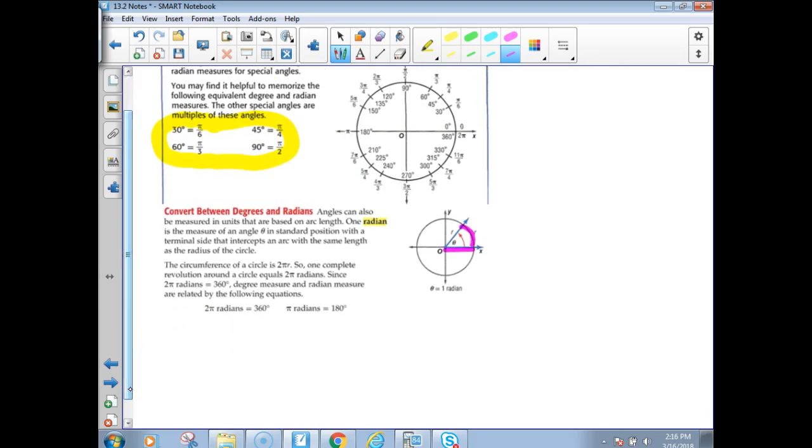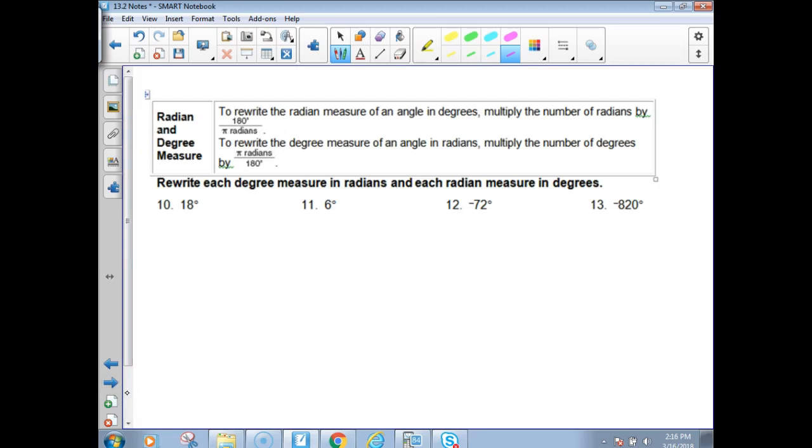Okay, so I already explained this whole thing. 2 pi radians is 360 degrees, pi radians is 180, and I actually showed you what 1 radian was equal to in degrees. So let's move. If you'd like to write down a couple of those things that I just demonstrated with you, I'll show you what I was talking about just a moment ago.